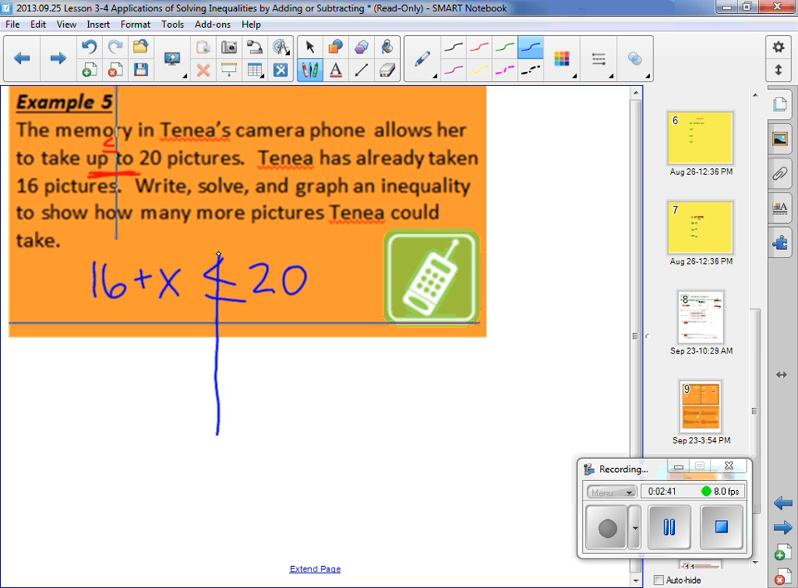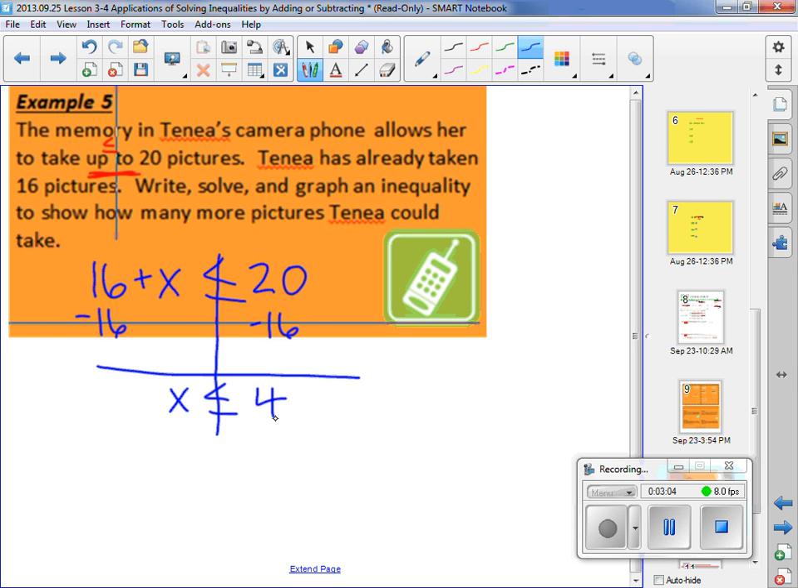Then I'm going to solve this inequality. So I draw my weight bar and subtract 16 on each side. So I get x is less than or equal to 4. Now, the place that I see people mess up is not necessarily right here, because as you all told me, you knew from the get-go 4 was going to be the answer.